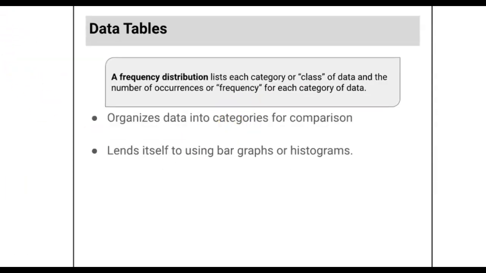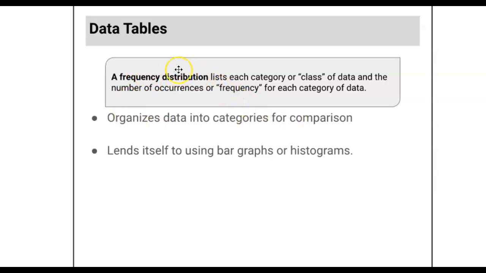Data tables are another way of organizing data. For example, a frequency distribution, just saying how frequently certain values come up, lists each category or class of data and the number of occurrences or frequency of each category of data. Now you might say to yourself, well, what would that look like? Don't worry, I'm going to show you on the next slide. Keep in mind that a frequency distribution is organizing data into categories for comparison.